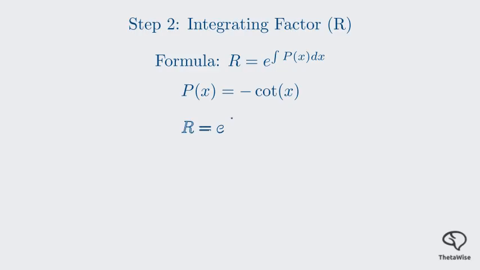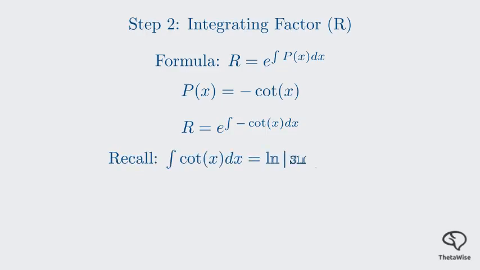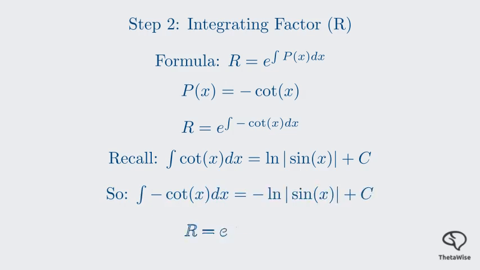So, our integrating factor will be e raised to the integral of negative cotangent x dx. Now we need to evaluate this integral. This is a standard integral you should know. The integral of cotangent x is the natural logarithm of the absolute value of sine x. So, the integral of negative cotangent x is negative ln sine x. Substituting this back into our formula, the integrating factor r is e to the power of negative ln of sine x. We can drop the absolute value bars here because x is pi over 4, where sine is positive.